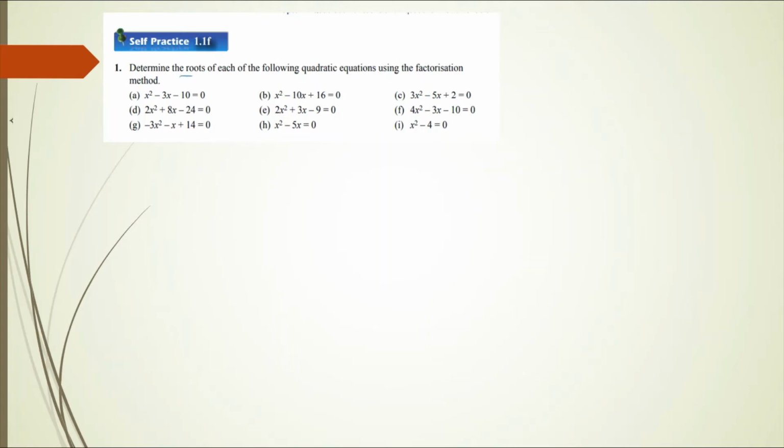Next, 1.1f. Determine the root of each of the following quadratic equations by using the factorization method. Before I show you 1a, you should know that the factorization method is one of the methods that you use to determine the roots of a quadratic equation. A quadratic equation needs to be written in the form of ax squared plus bx plus c is equal to 0. This is the general form.